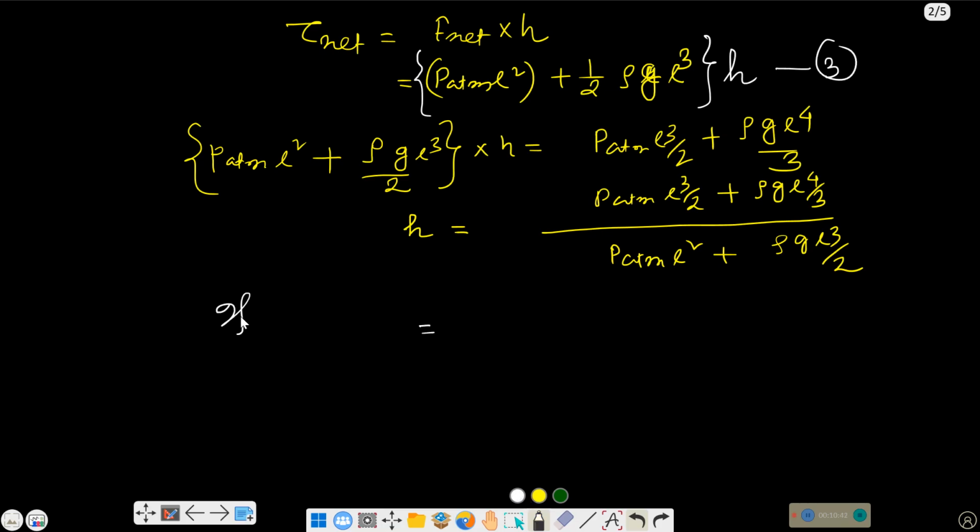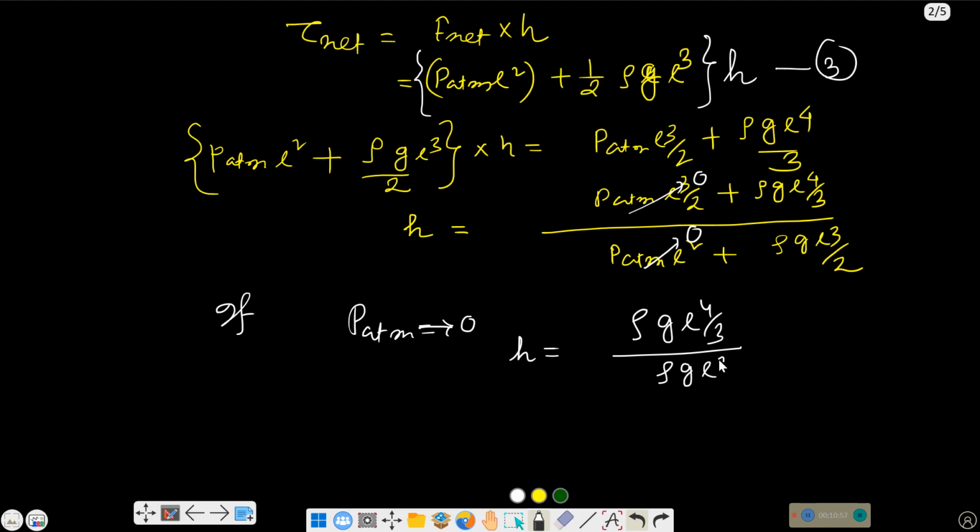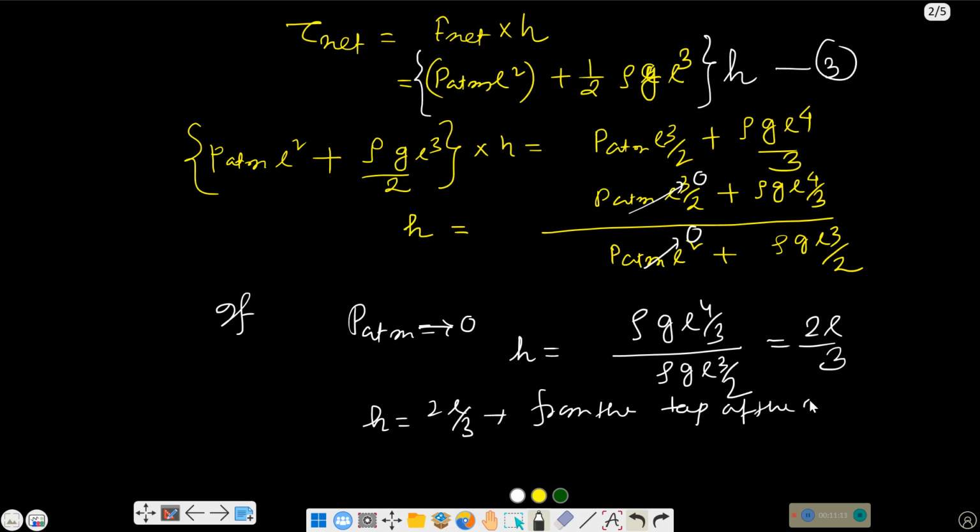Now if P atmosphere is negligible, if it tends to 0, then this will tend to 0, this will tend to 0, then h will be equal to rho g L to the power 4 by 3 divided by rho g L cube by 2. So this will give you twice L by 3. Okay. So h equals twice L by 3 from the top of the wall. And it will be equal to L by 3 from the bottom of the wall, because we need to take it as L minus 2L by 3.